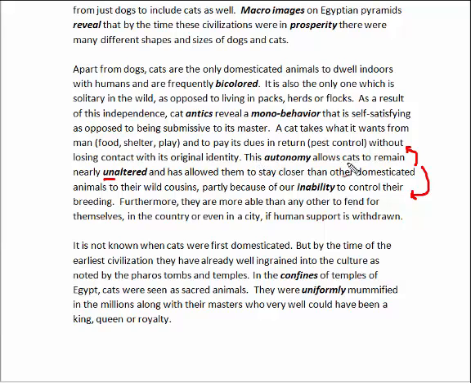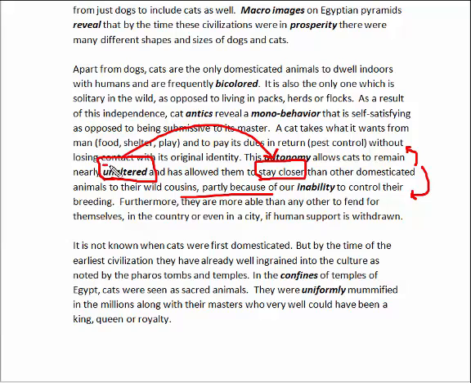This autonomy allows cats to remain nearly unaltered and has allowed them to stay closer to the domesticated animals besides their wild cousins. So unaltered means that they are going to stay closer to their original ancestors. So these two words are connected. You see how we just basically gave ourselves a definition. Unaltered means staying closer to the original format, which would suggest unchanged.